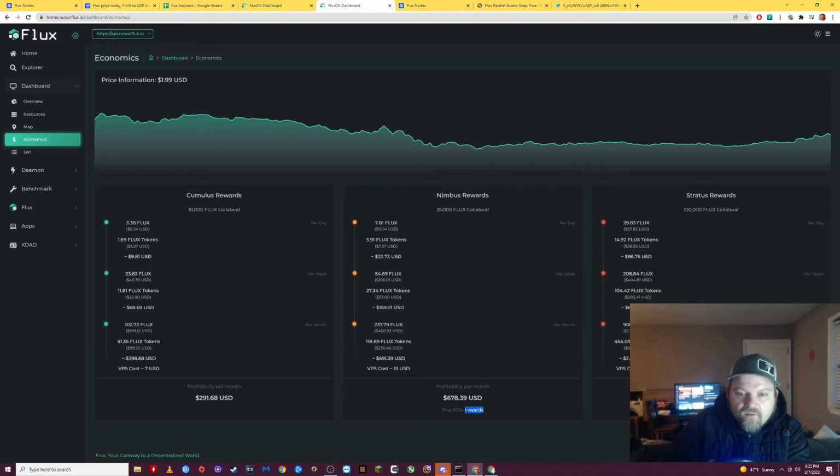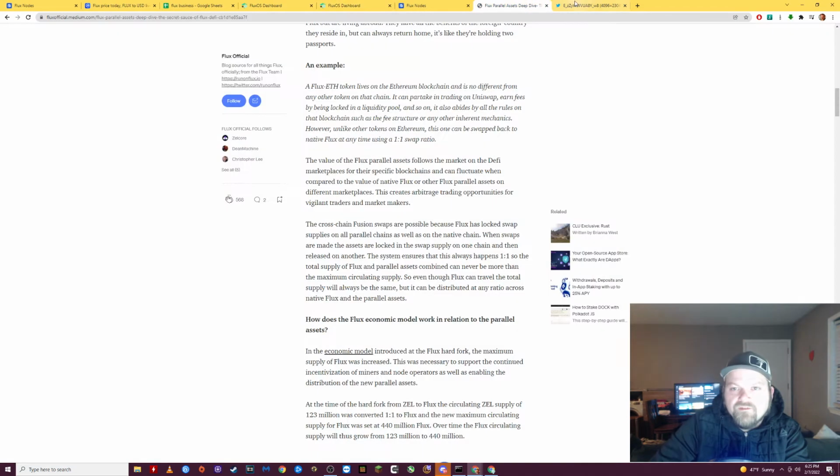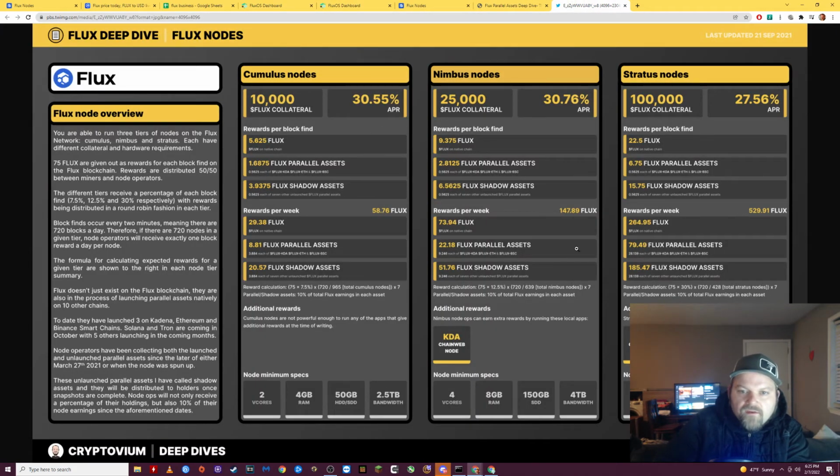The other thing to be aware of is the Nimbus and Stratus rewards, or the Nimbus and Strata nodes, you will also get Kda rewards. What the heck's Kda reward? That's a great question. This young man put together a chart. Lord only knows what the hell any of this means.